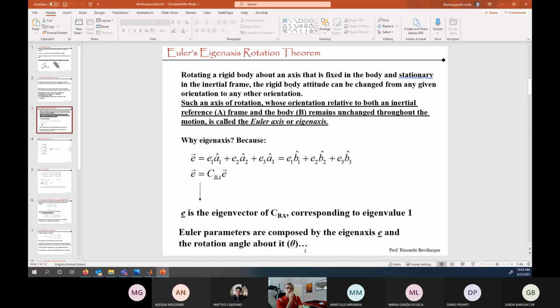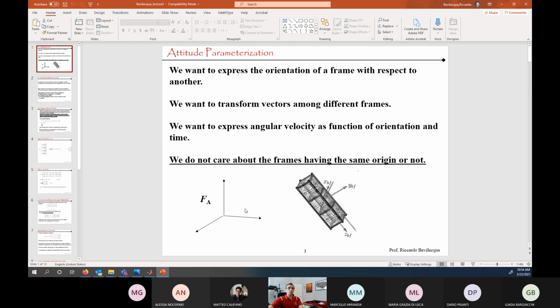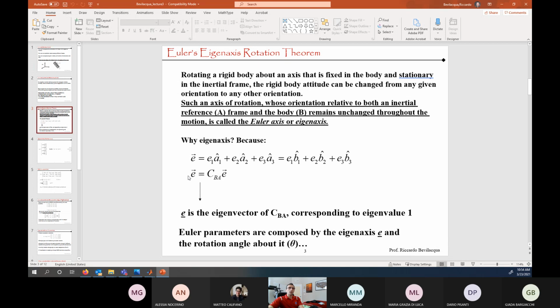This is called the axis of rotation, and also the Euler axis or eigenaxis, because this axis E, as we call it, has the same projections in A and in B, in the body axis and in the axis of the observer. So going back to this image, it has the same projections here and here. And so if you apply the rotation matrix, the DCM that goes from A to B, to the axis E, you get the same axis. So it is the eigenvector of CBA corresponding to the eigenvalue 1.